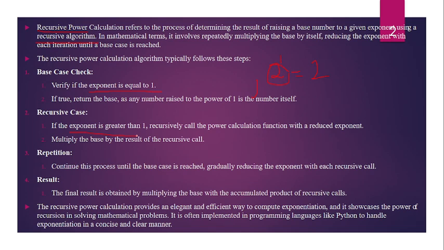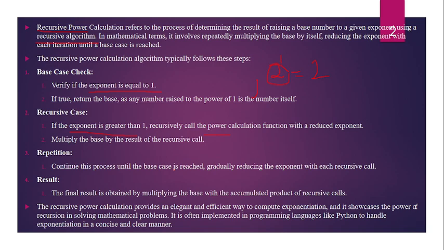If the exponent value is greater than 1, then you call a function called power, and you start your calculation by reducing the exponent value with each iteration. I will explain this with an example, but this is just the procedure of how a recursive algorithm works. Then multiply the base by the result of the recursive call. You continue this process until the base case is reached, that is, until 2 to the power 1 is reached.